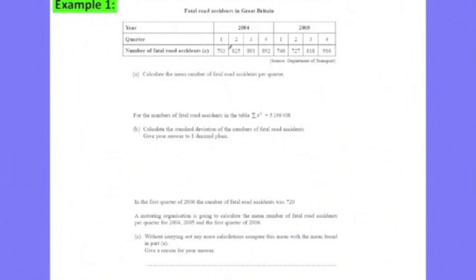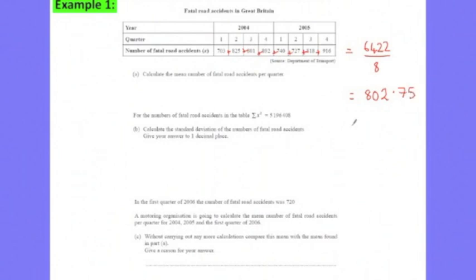So adding up each one of these to find our total of 6,422. We then divide this by 8, which will give us our mean of 802.75.